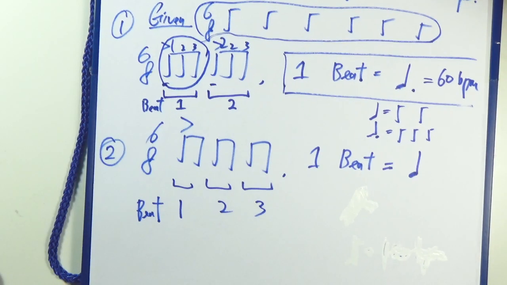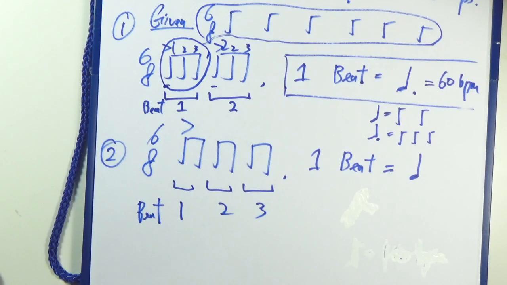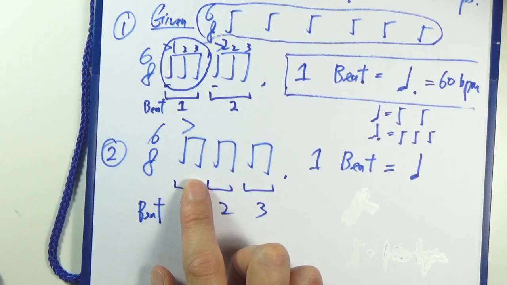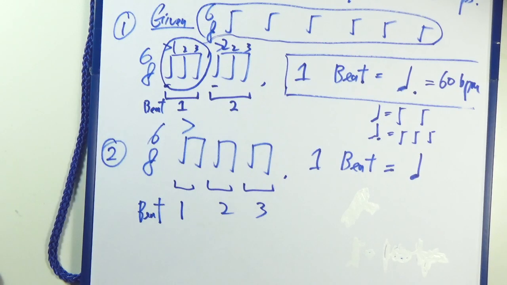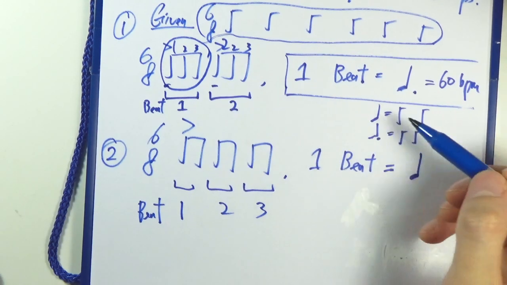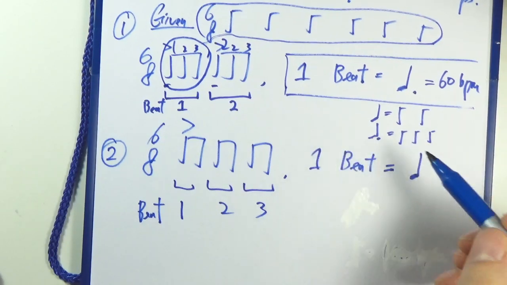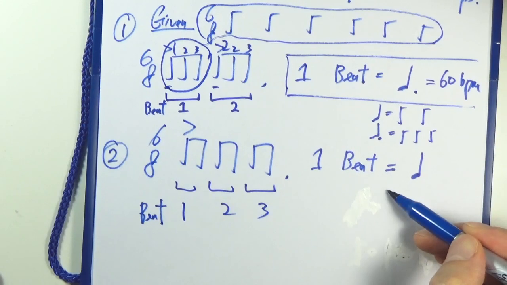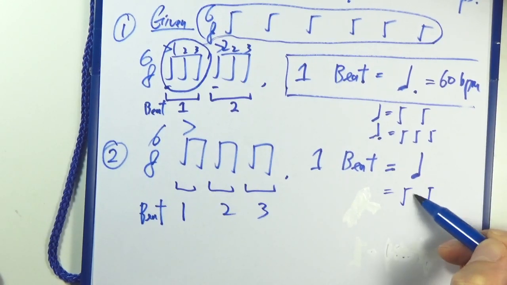And let's look at the second case. The second case is where you would divide 6 eighth notes into 3 groups. So each group consists of 2 notes, 2 eighth notes. All right. So groups of 2. All right. So in this case, 1 beat is actually equivalent to a quarter note, or just 2 eighth notes.